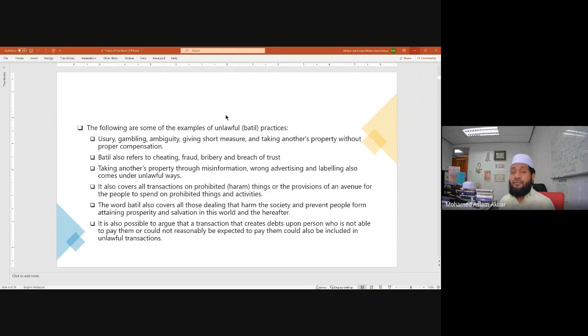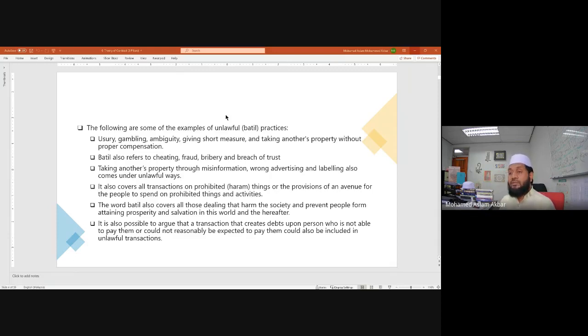So this is how you also need to educate your family, your siblings, your friends, because tomorrow if they are having these difficulties, you will also be affected, right? So that's why I just want to give you this information. This is what we call unlawful batil practices. It also covers all transactions on prohibited haram things, or the provision of a venue for people to spend on prohibited things and activities.